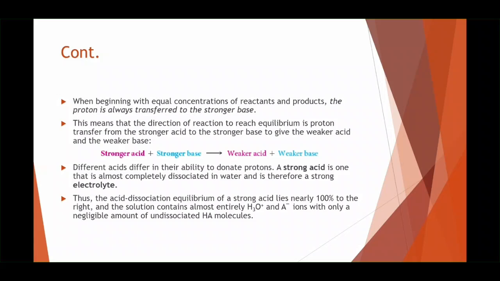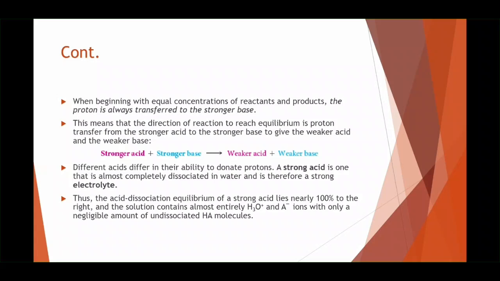When beginning with equal concentrations of the reactants and products, the proton is always transferred to the stronger base. This means that the direction of reaction to reach equilibrium is proton transfer from the stronger acid to the stronger base to give the weaker acid and the weaker base. So the proton will be transferred from the stronger acid, the base will accept it, and in turn we will get a weaker acid and a weaker base. It is shown by the reaction.